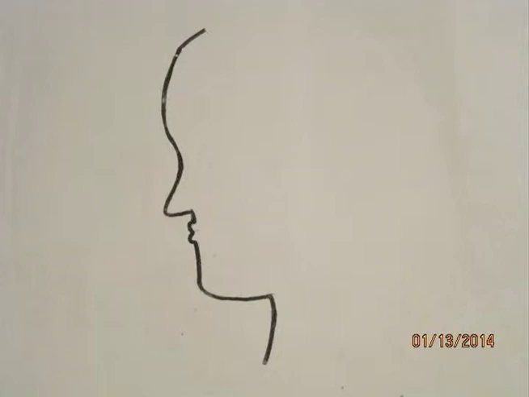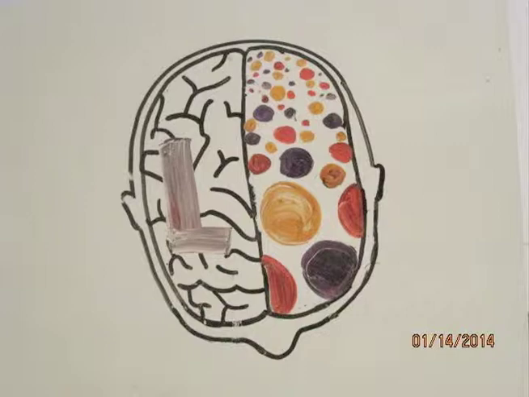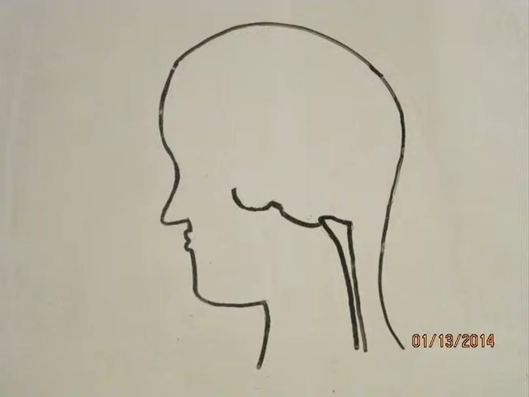The human brain is divided into two hemispheres, the left hemisphere and the right hemisphere. The right side of the brain is associated with creativity, imagination, and artistic and musical skills. Each hemisphere is divided into four lobes: the occipital lobe, the temporal lobe, the parietal lobe, and the frontal lobe.